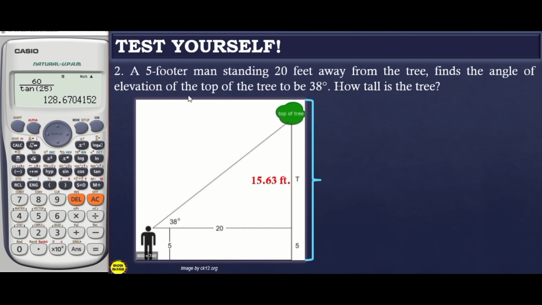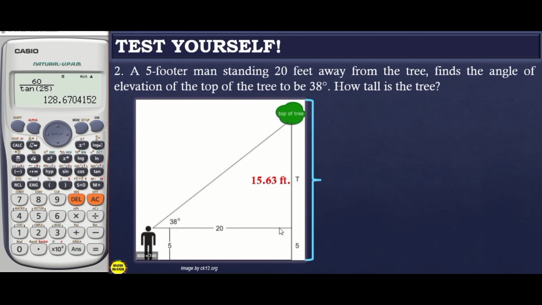Next. A 5-footer man standing 20 feet away from the tree finds the angle of elevation of the top of the tree to be 38 degrees. How tall is the tree? So, ito si a man. Ito yung tao. Okay? So, sa eye level niya, ito po ay 20 feet away from the tree.